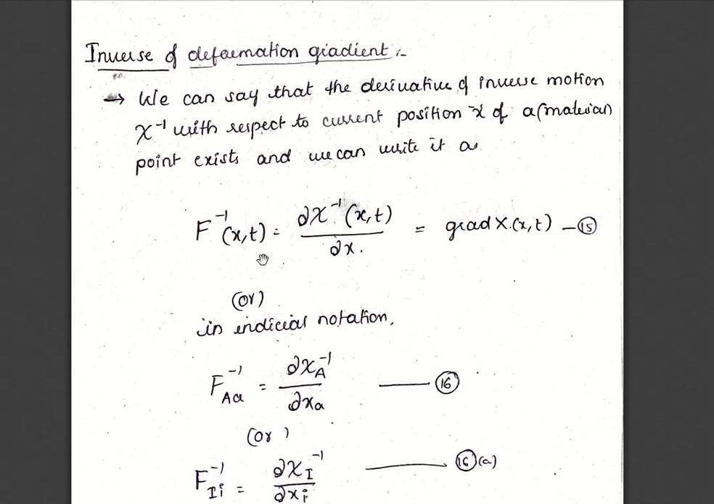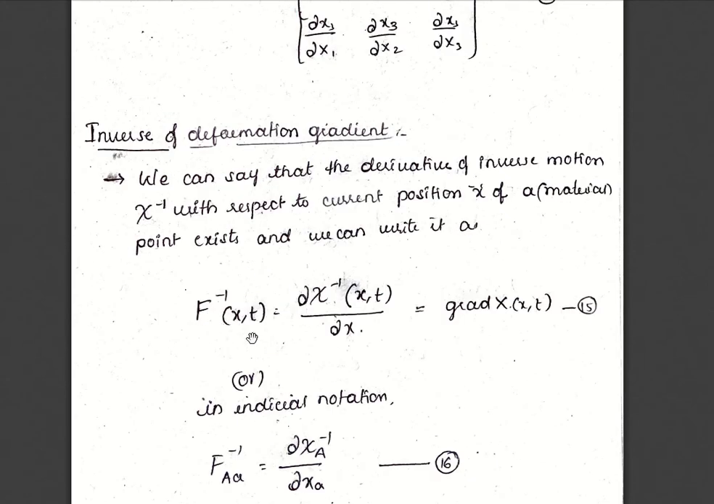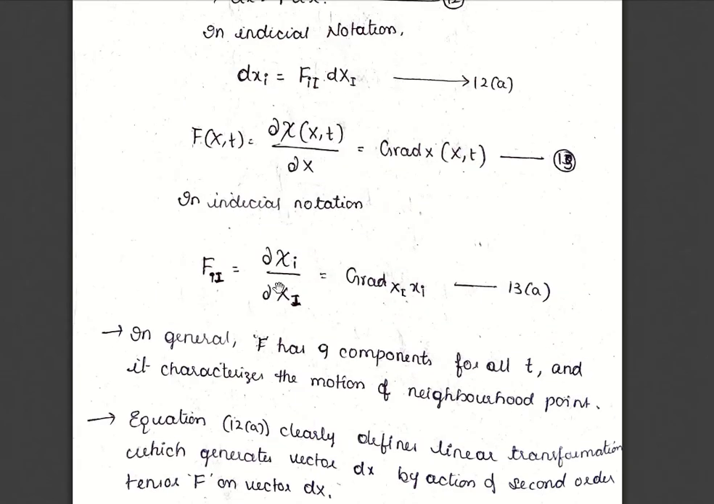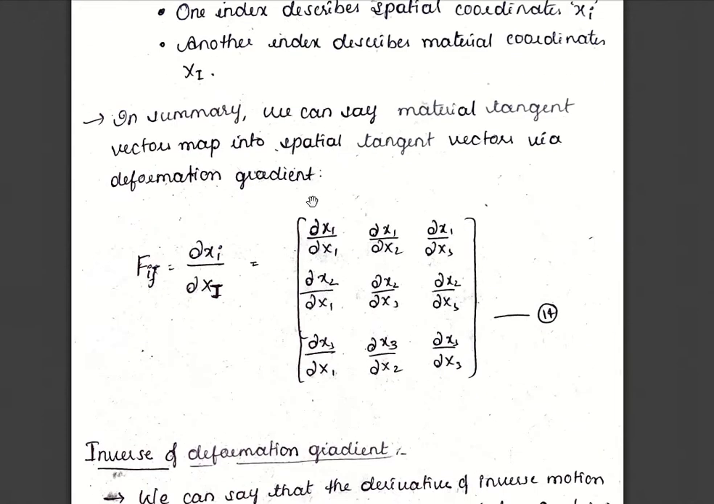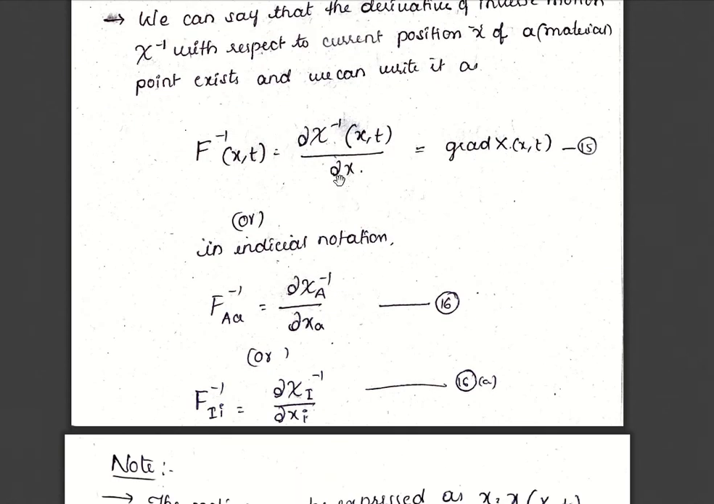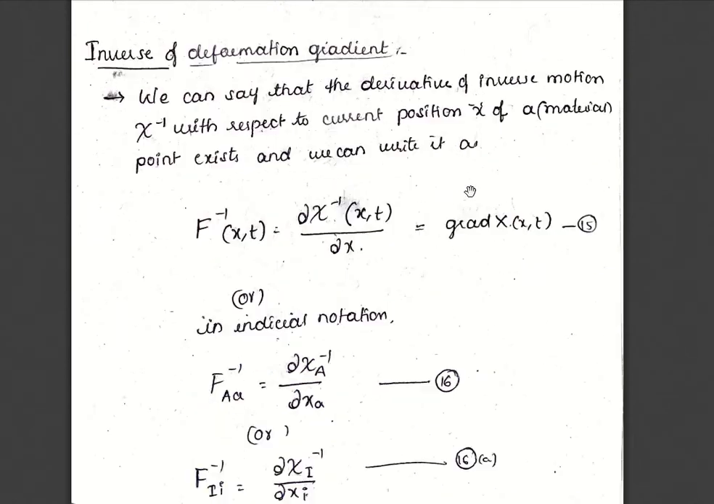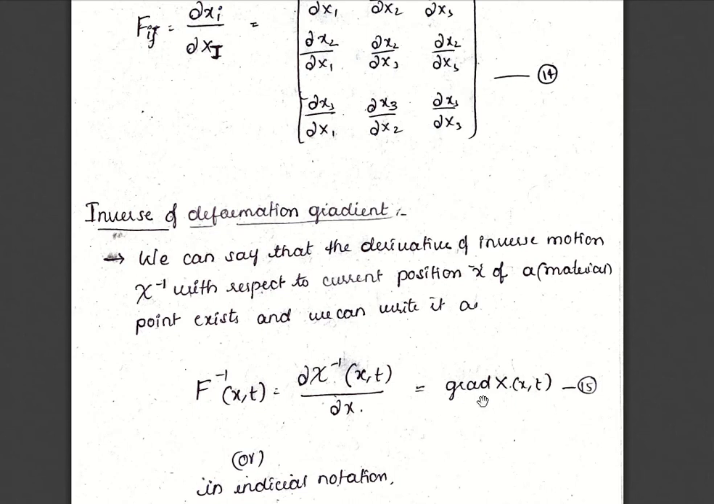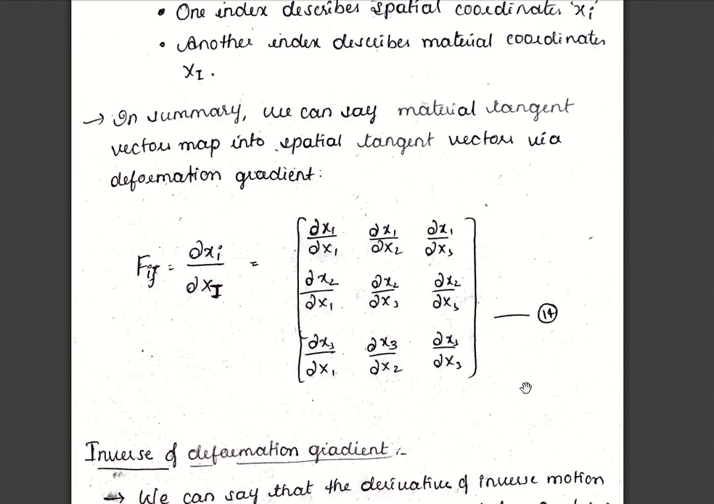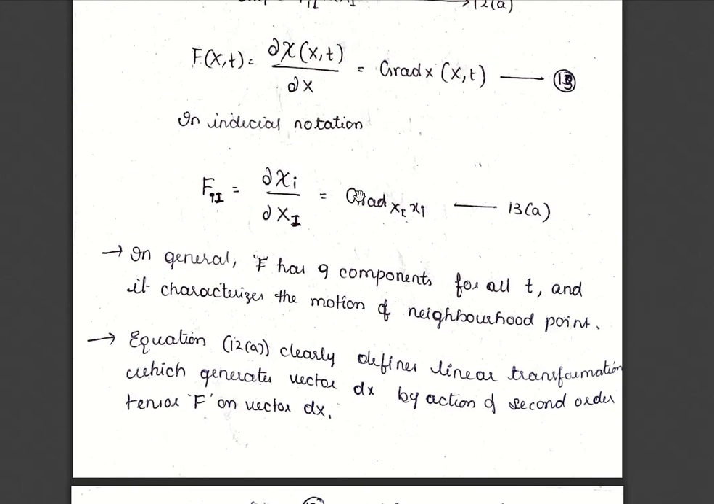We can write it as f inverse (x, t) equal to ∂χ inverse (x, t) by ∂x. If we see, all these are with respect to capital X, the material description, and here we are about to mention the spatial description and this g. So this also has a small grad, capital X comma t, and here we are using capital G.